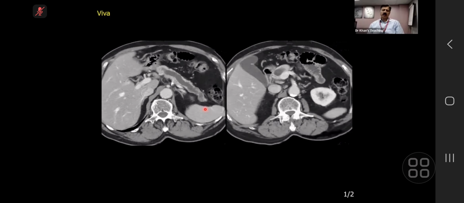Chronic pancreatitis can also cause dilatation, but in chronic pancreatitis, you will see a beaded appearance and you will see calcification, which is a pertinent negative in this case. So that will be a pertinent negative.